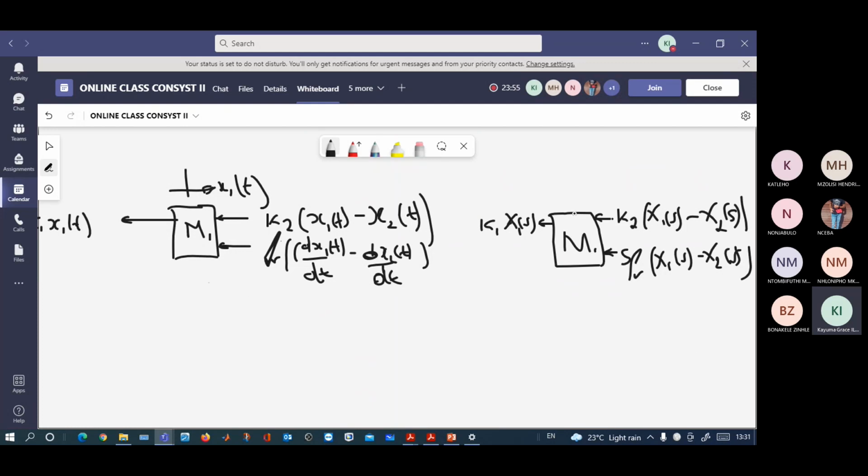So we have our three forces acting on this mass number one, so we can write the equation. We can write them already in the Laplace domain because we have already written them in the free body diagram. So let's now write the forces: we will have minus K1.